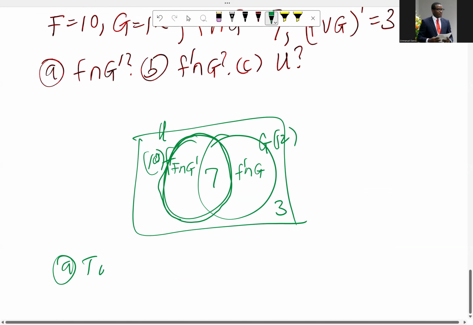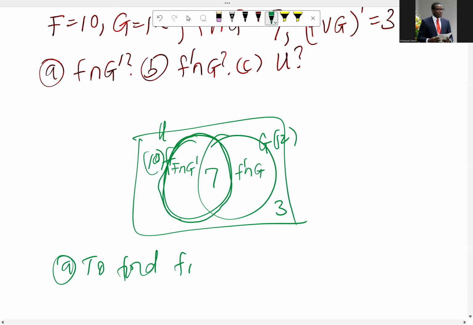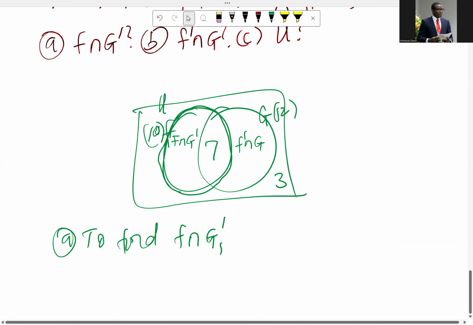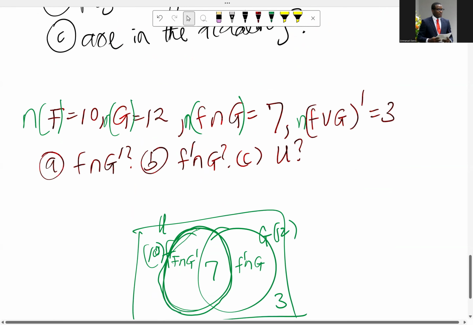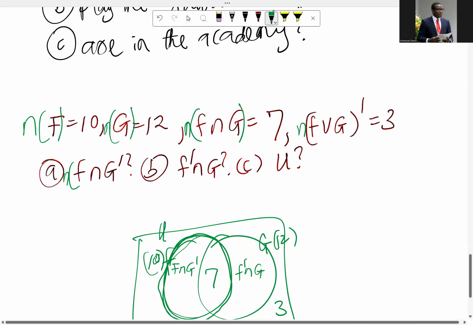A, to find F intersection G prime. So that's the first thing we need to do. You see that this whole box, the number of F. Maybe this is a better way to put it: the cardinality of F, the cardinality of G, the cardinality of F intersection G. That's the number of elements there. So we need the cardinality of F intersection G prime, the cardinality of F prime intersection G, and the cardinality of the universal set.